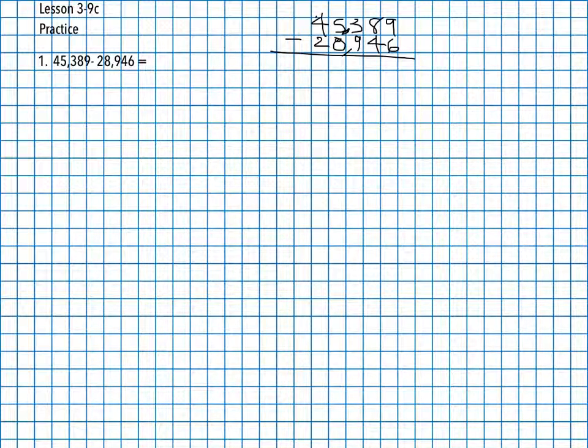All right? 9 less 6 is 3. 8 less 4 is 4. 3 less 9, I cannot do it right now, so I need to go to my neighbor. 5 becomes 4, and 3 becomes 13. 13 less 9 is 4. 4 less 8 I cannot do, so go to my neighbor. 4 becomes 3, and then this 4 becomes 14. 14 less 8 is 6, and then 3 less 2 is 1.